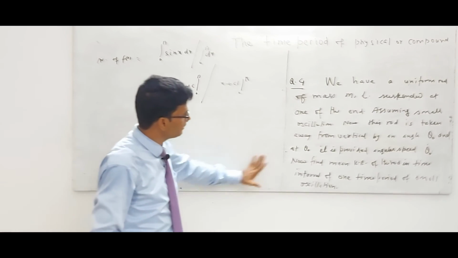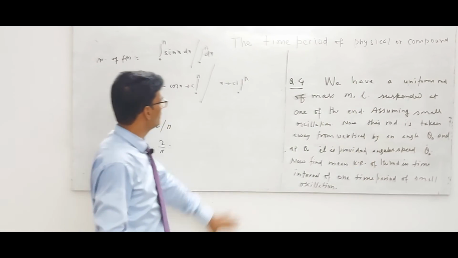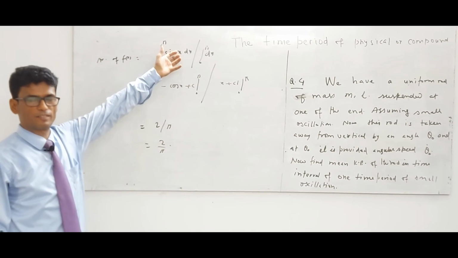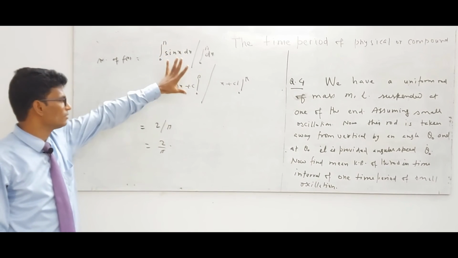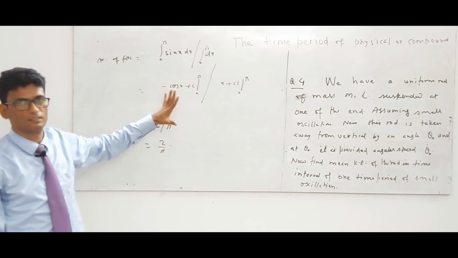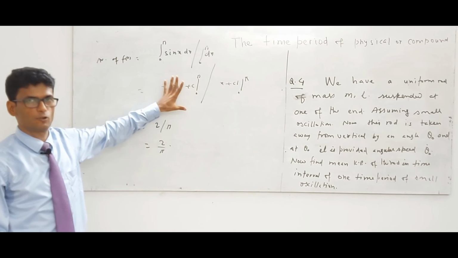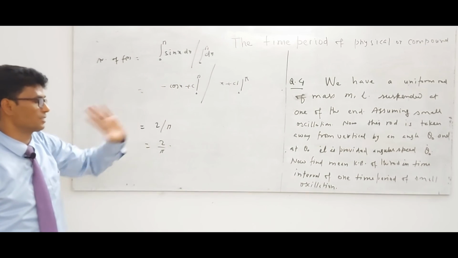So in this problem, the function may be a function of x, maybe a function of y, z, time, or anything else. This is the way to find the average value if the function is known. Let us start from the problem.